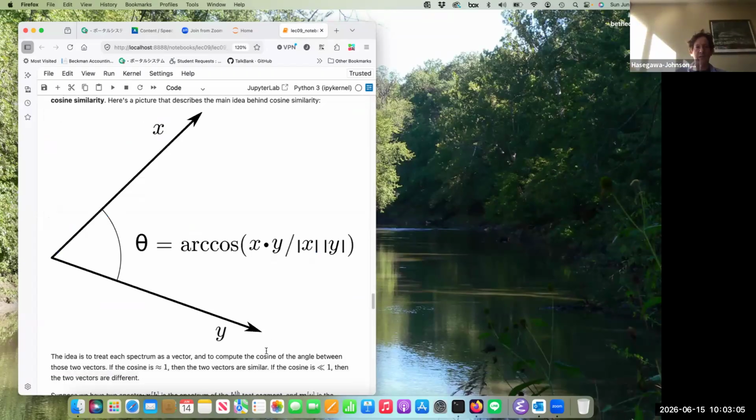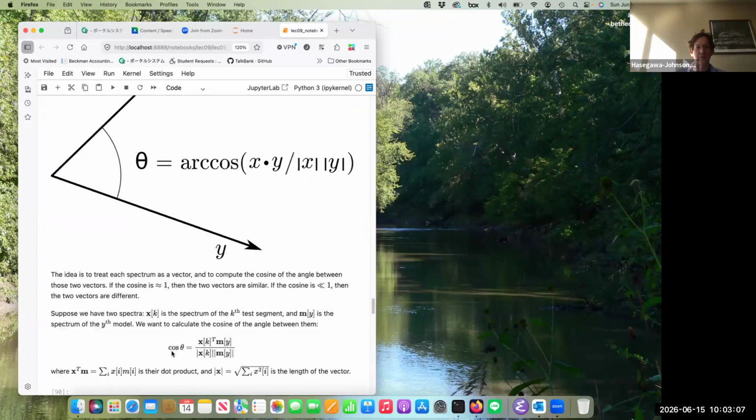So we compute the distance between them by taking what's called the cosine similarity. We take the cosine of the angle between them, which is x of k, the test segment, dot product with m of y, the model, divided by the absolute value of x, divided by the absolute value of m. Right? So the cosine of the angle between them measures how similar those two vectors are. It's just the dot product of x and m divided by the norm of x divided by the norm of m. So that's defined down here.